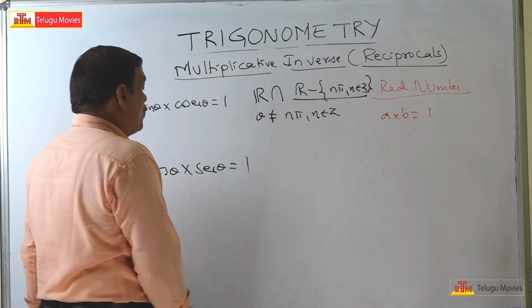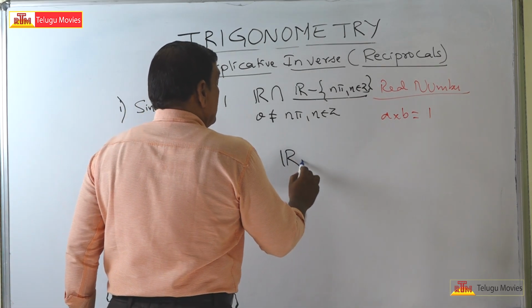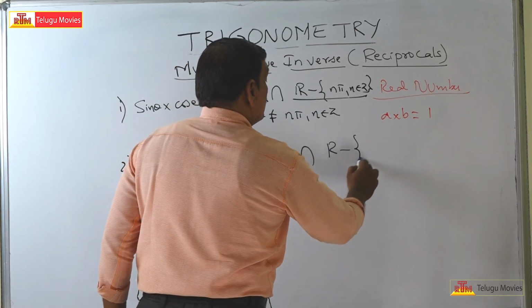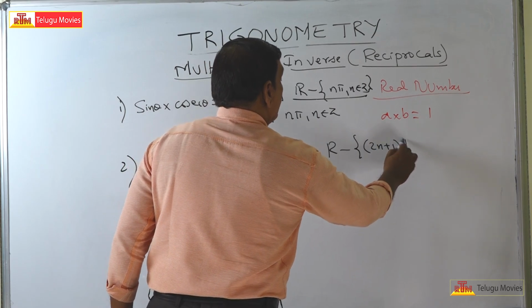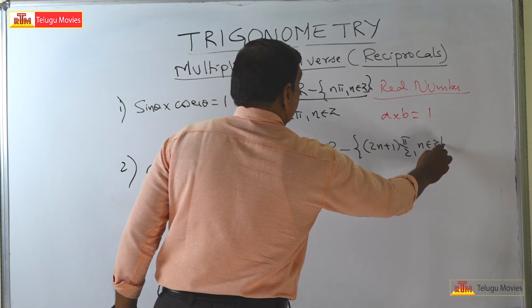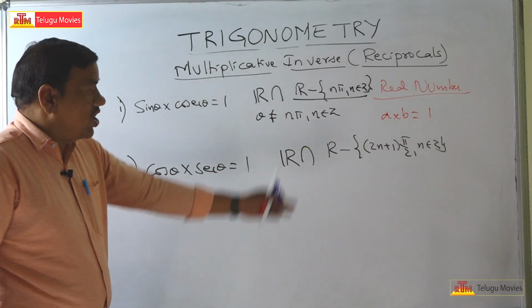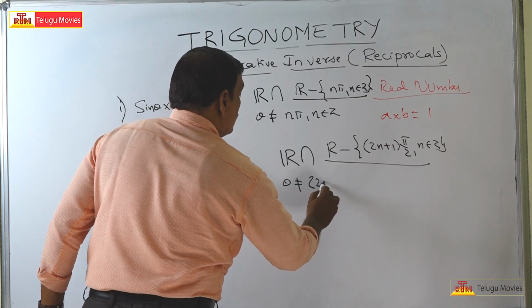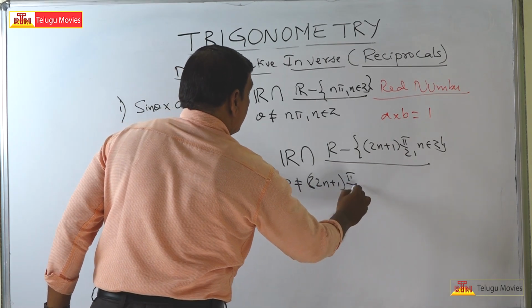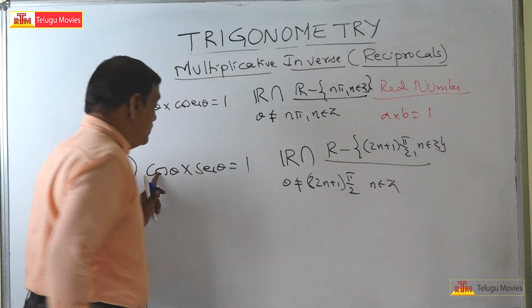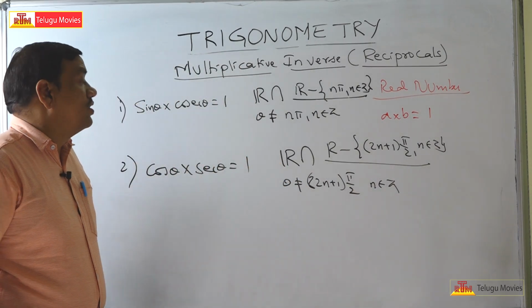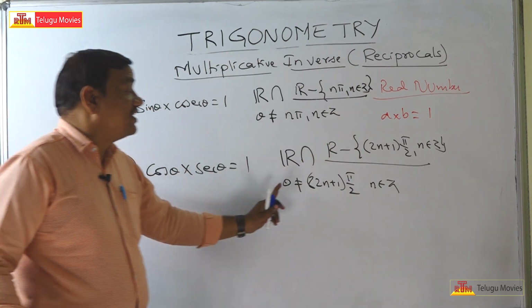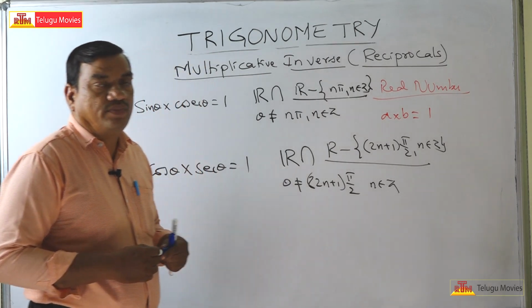When it holds, the cos theta domain is the set of real numbers, intersection the secant theta domain, which is R minus (2n plus 1) pi by 2, n belongs to Z. So what is their intersection part? Obviously the smaller set. Otherwise you can write theta not equal to (2n plus 1) pi by 2, where n belongs to Z. This equality holds when theta is not equal to (2n plus 1) pi by 2.